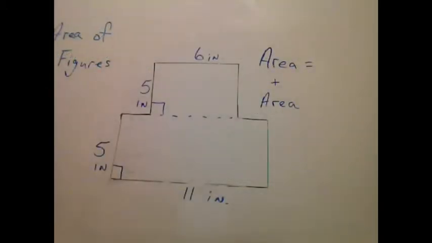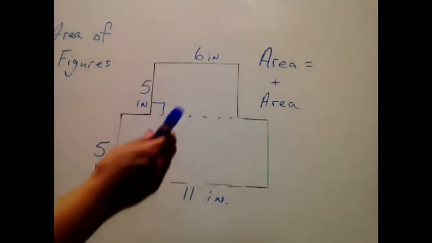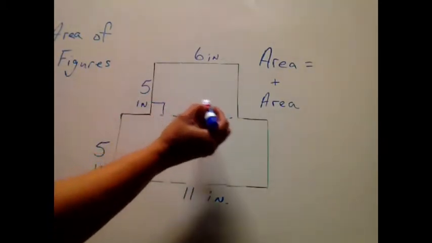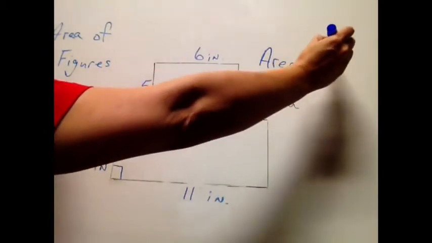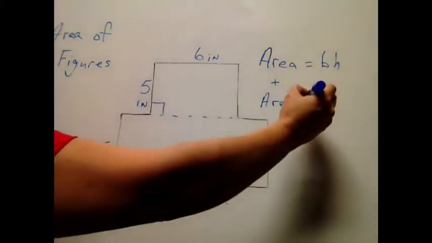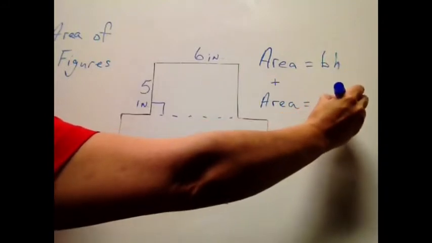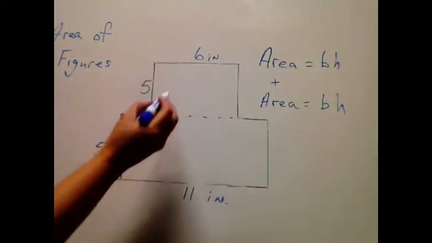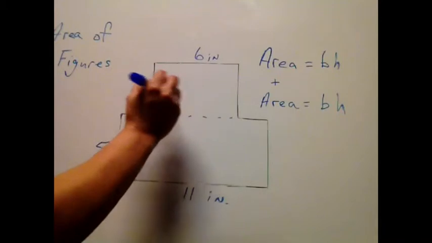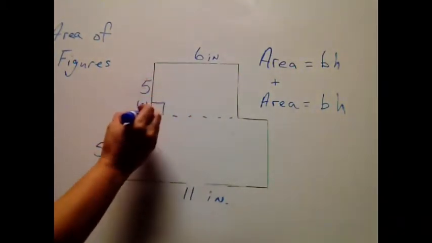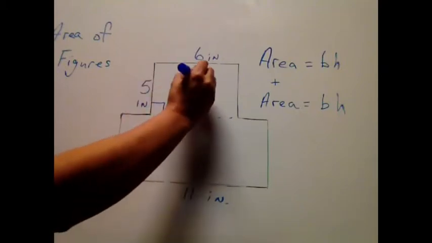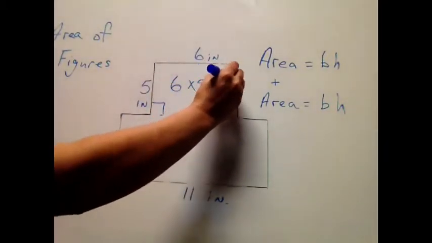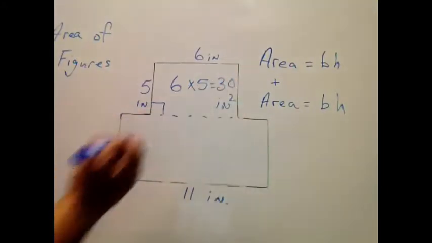Now we see that we've put some numbers in here, and what we want to do is find out the area of these two rectangles. This one, area is going to equal, and because it's a rectangle, it's base times height. This is also a rectangle, so we're going to use base times height. Here, the base is going to be 6. Remember, we have to have a right angle. So this side is 6 times the height, which is 5. That equals 30 inches squared.